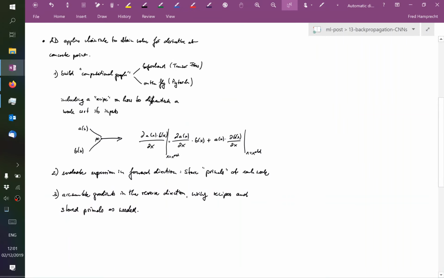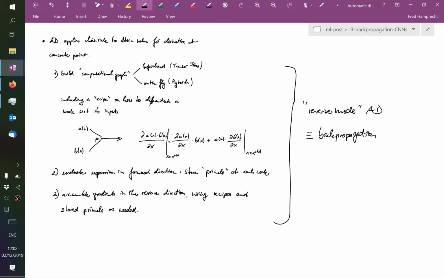All right, and this recipe here of storing the primals going forward and then accumulating them on the way back, this is actually reverse mode automatic differentiation. There's also forward mode. And this reverse mode automatic differentiation, that's the very same thing as backpropagation. So think of it as application of the chain rule plus recycling of results.